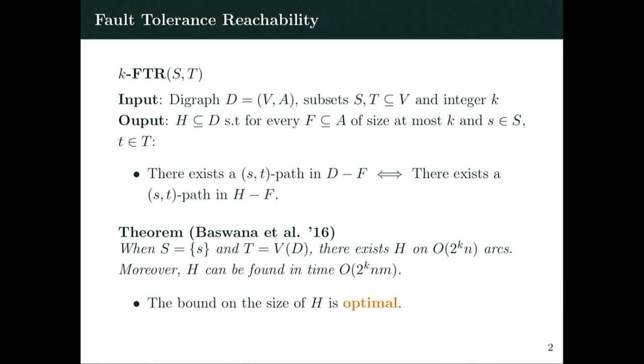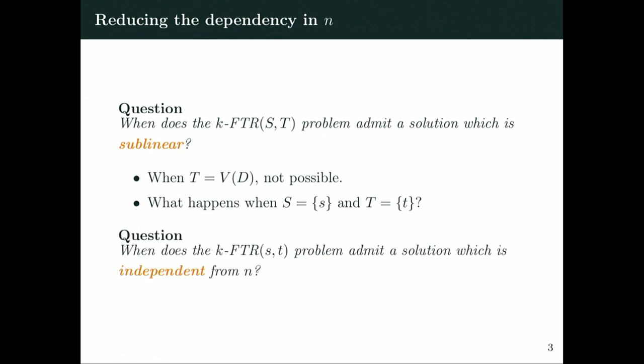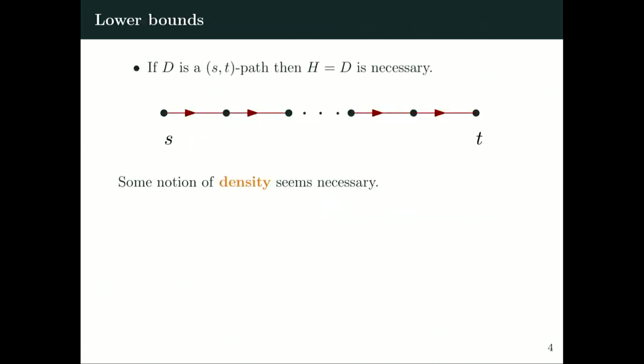So the question that we ask in this paper is, can we decrease this dependency on N? Of course, in the case of this theorem, the set T is the full graph, so you need to remember at least every vertex, so this is not possible. But maybe for some other situation, this is possible. And the easiest of all is what happens when S is a single vertex and T is a single vertex. In particular, we want to remove completely the dependency on N. So we want something that only depends on K and maybe some other parameter. So this is a very bold question, and let's see some trivial cases where this is not possible.